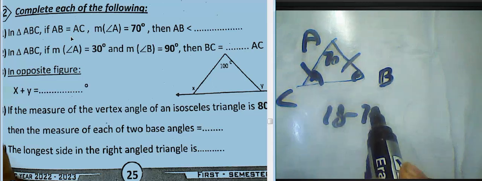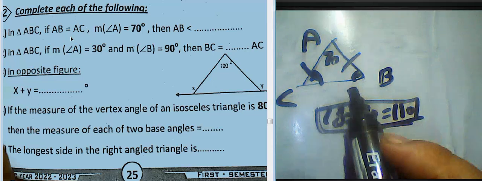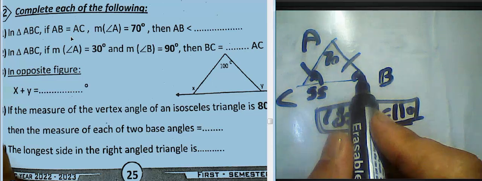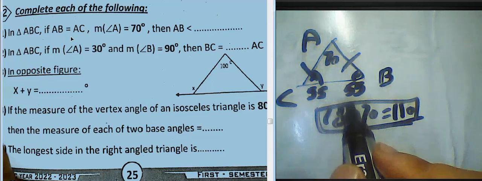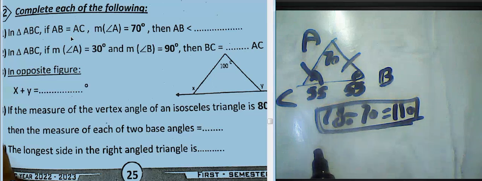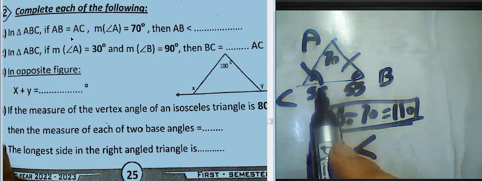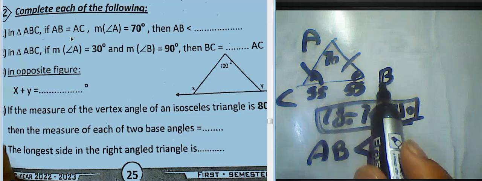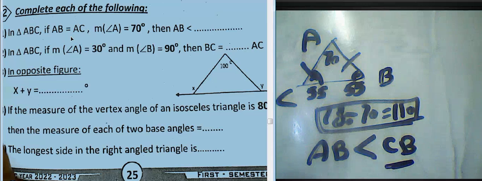180 subtract 70 equals 110. 110 divided by 2 equals 55. The measure of angle C is 55 degrees, and the measure of angle B equals 55 degrees. And he asked about the relation: AP will be less than what? AP is opposite 55, so AP is less than CB, because CB is the longest side in the triangle here. So we must write here AP less than CB.